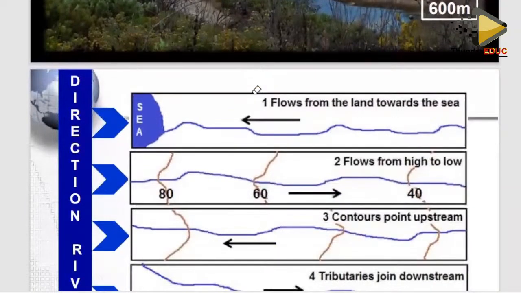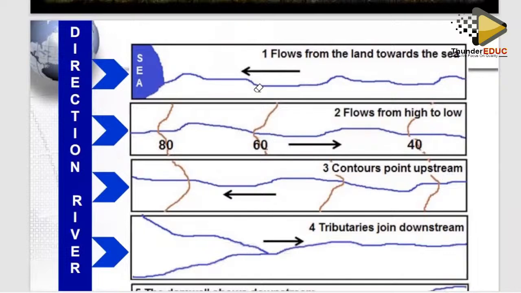Then we move on. I want to look at river flow direction. How do we determine the flow direction of a river? That is a very critical and important aspect in geography that we must always master to determine the flow direction of the river. Right, one indication here is what we are seeing here. Flows from land towards the sea.